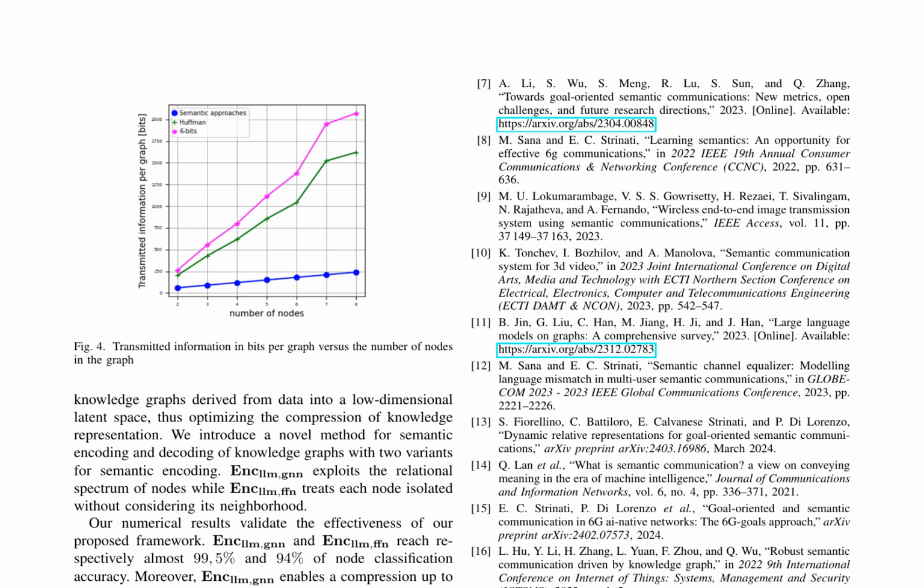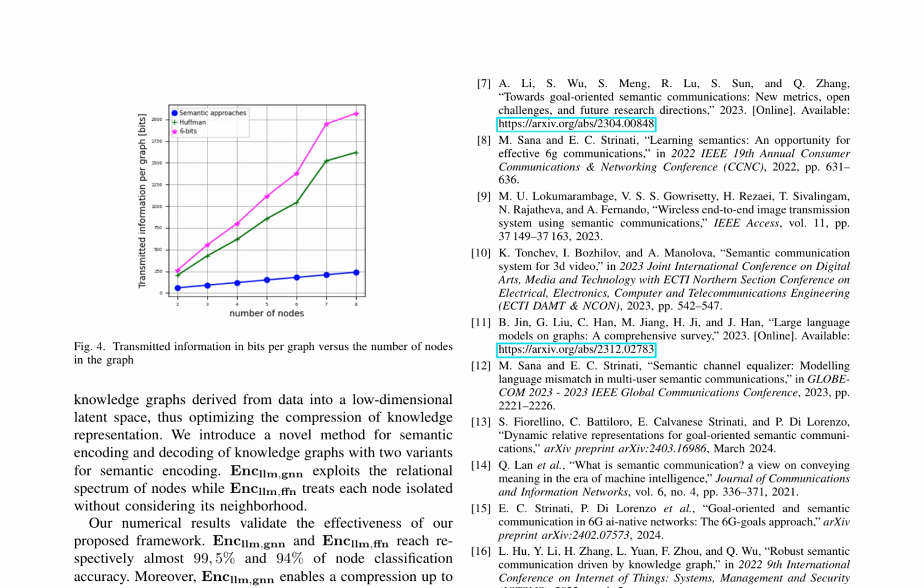A novel method for semantic encoding and decoding of knowledge graphs is presented, enabling the compression of knowledge representation. Two variants for semantic encoding are introduced: enc_lem GNN, which exploits the relational spectrum of nodes, and enc_lem FFN, which treats each node isolated without considering its neighborhood. The proposed framework is validated through numerical results, demonstrating the effectiveness of enc_lem GNN and enc_lem FFN in achieving high node classification accuracy. Notably, enc_lem GNN achieves almost 99.5% accuracy, while enc_lem FFN reaches 94% accuracy.